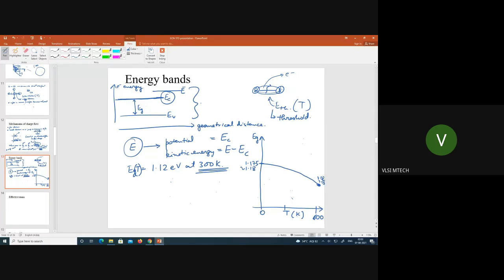Other materials have almost similar curves, but the slope might be different. So for gallium arsenide, it would go something like this. And then for germanium, it starts off at a lower value and it goes something like this. So let's talk a little bit about this, the conduction band, valence band, and what we know as the energy band model for these electrons.